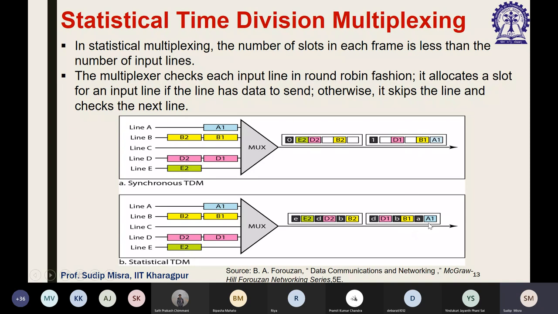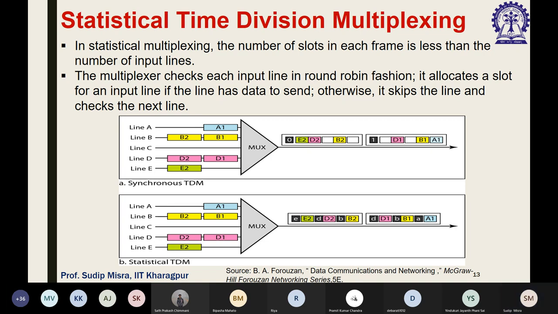But over here, we do not have that. So A1, B1, and there is no C1. There is no empty slot for C1. Rather, the slot is occupied by D1. Now the question is, how do you know whether this frame belongs to D or to C? Or how do you know this one belongs to B or to C? So for that, the proposition is that you use a small header, small a, small b, and small d, corresponding to which line this particular frame belongs.